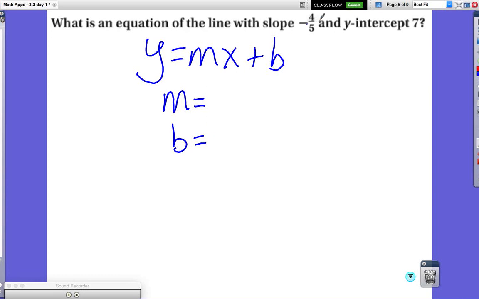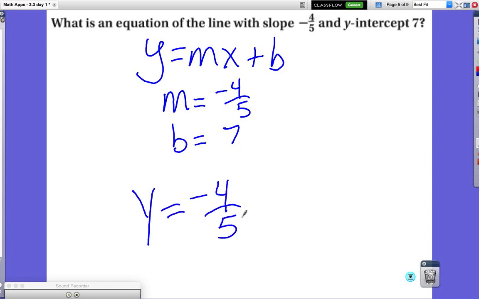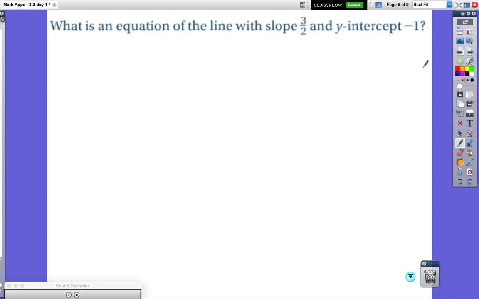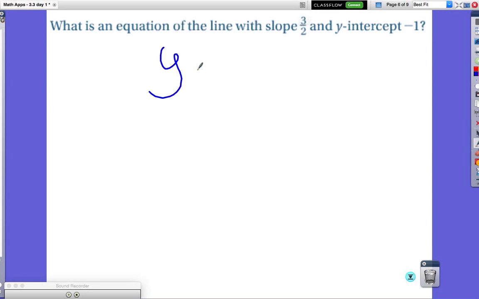In this case, it tells you the slope is negative 4/5, so we plug it in. It tells us the y-intercept is 7, so we say b equals 7, and we write our answer. y equals negative 4/5x plus 7. Notice, every equation we write today will have both y and x in it, just like every equation we've written so far this year.